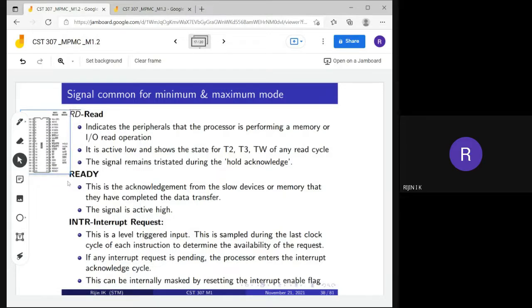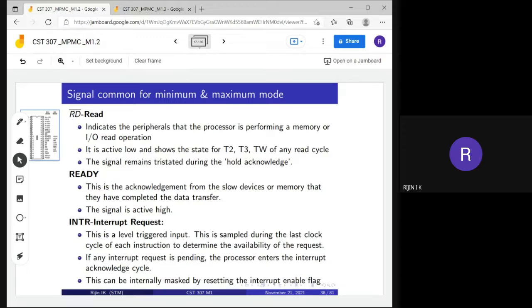Here, the read pin is actually an active low pin. Active low means that during the zero or low clock cycle, it will be active. Here, an active low signal on this pin shows that the microprocessor is performing a read operation from memory or an IO device.